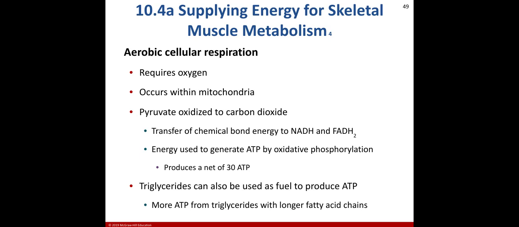Aerobic cellular respiration does require oxygen. It's going to happen in the mitochondria, where you're taking the pyruvate, releasing carbon dioxide, and using high energy proton acceptors, NADH and FADH2, to go down the electron transport chain and make 30 ATP. This is nice because you can also use triglycerides to make ATP. It'll be fatty acids, and they go into cellular respiration and are broken down as if they were glucose. It goes in the Krebs cycle.